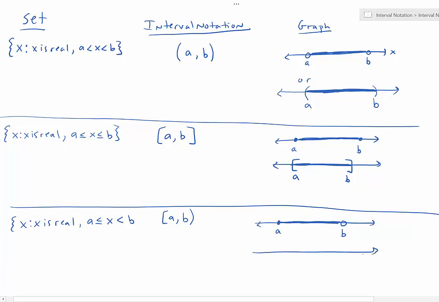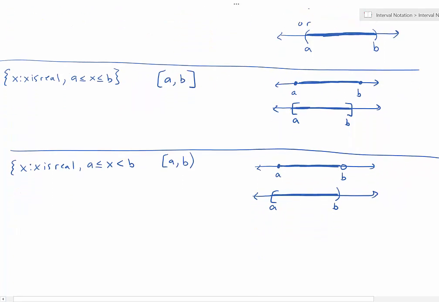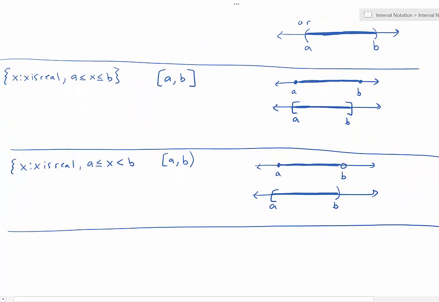Likewise, with the brackets and the parentheses, we'd put a bracket at a, a parenthesis at b, and shade everything in between. And then the last combo we could have is just the other way around. We include the right hand endpoint but not the left.